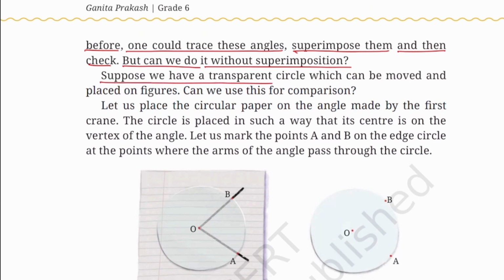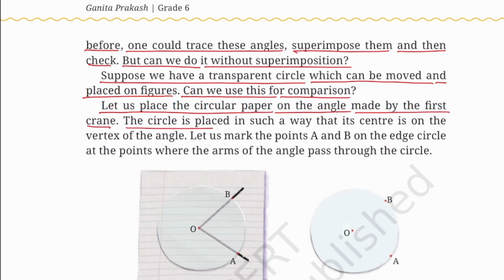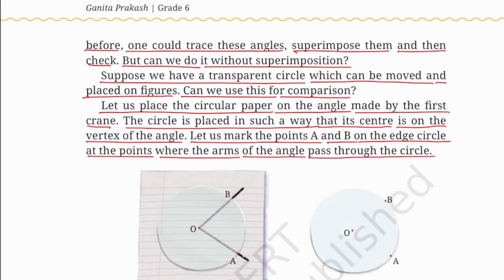Suppose we have a transparent circle which can be moved and placed on figures. Can we use this for comparison? Let us place the circular paper on the angle made by the first crane. The circle is placed in such a way that its center is on the vertex of the angle. Let us mark the points A and B on the edge of the circle at the points where the arms of the angle pass through the circle.